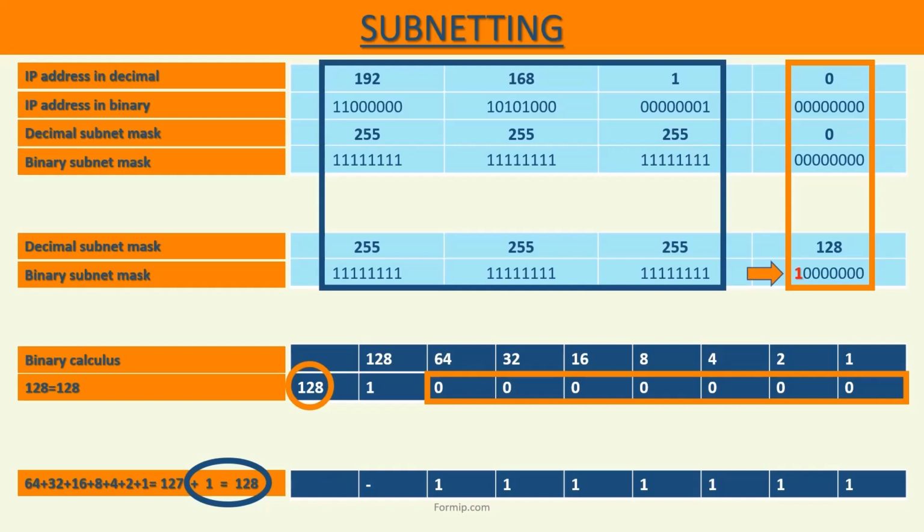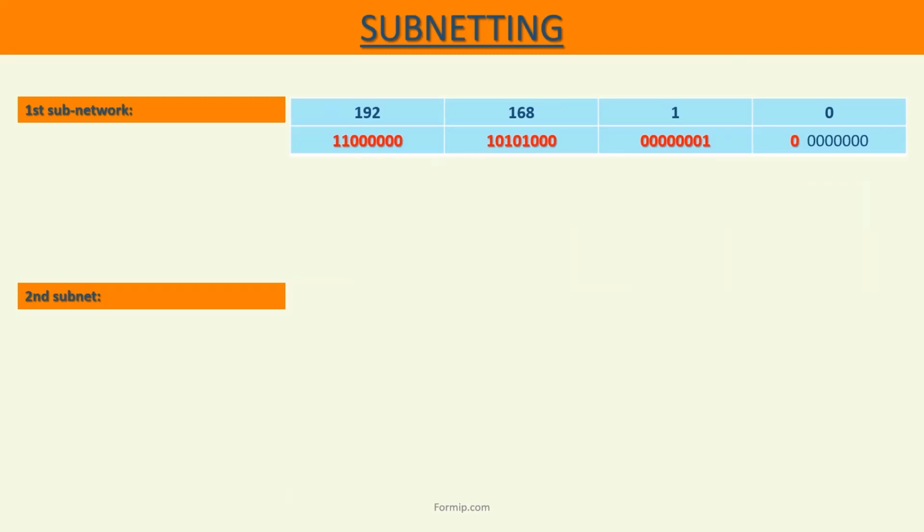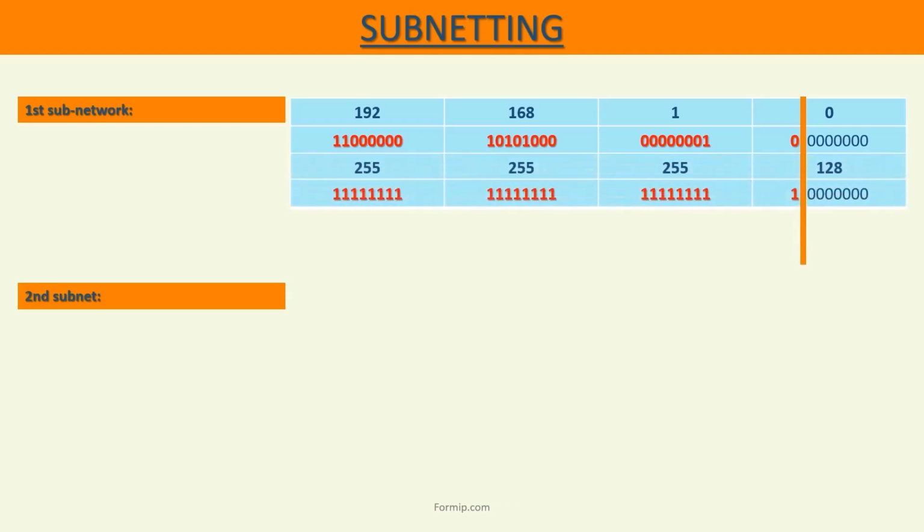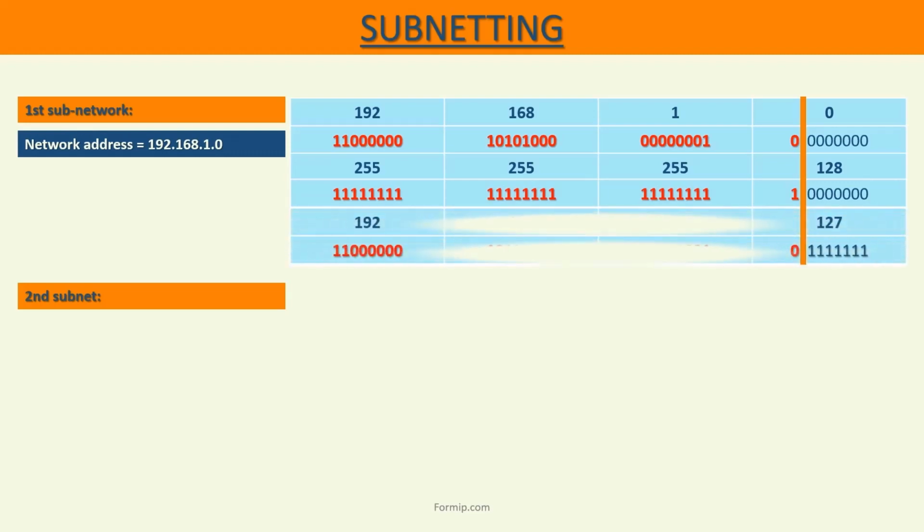We now have to determine the network and broadcast addresses of our 2 subnets. For that, we will play again with the last 7 bits. To find the network, it must pass all bits to 0 after the separation, after the 25th bit. The network address of the first subnet is therefore 192.168.1.0.